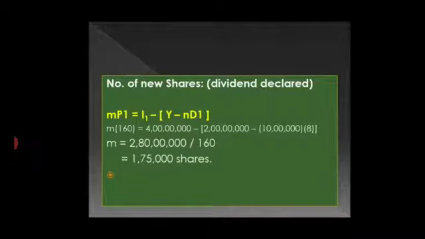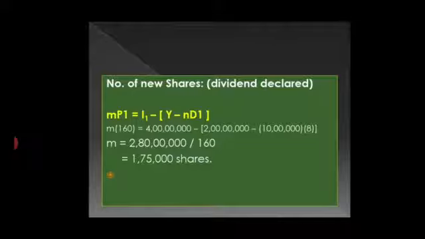You can also remember the formula. Instead of preparing the statement, you can write down the values in this formula. Now this formula calculates what? Number of new shares if dividend is declared. So MP1 is equal to I minus (Y minus ND1). M is new shares issued that we need to calculate. P1 is 160 because dividend is declared; we are calculating if dividend is declared.